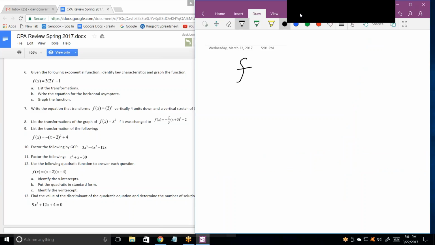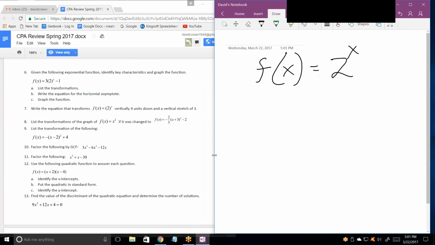Okay, so here they're giving you the parent function. That's a parent function. And what would it be if you were to vertically move it 4 units down and vertically stretch by a factor of 3? What new equation would you come up with? Square root of 2x. Hold on. Where are you getting the square root?